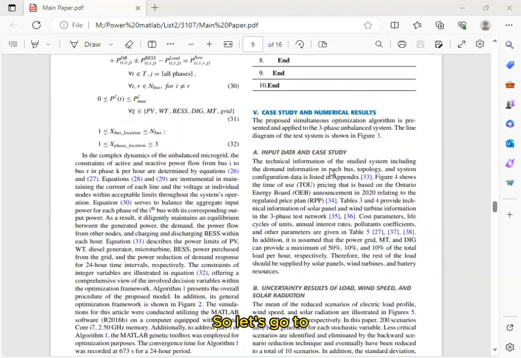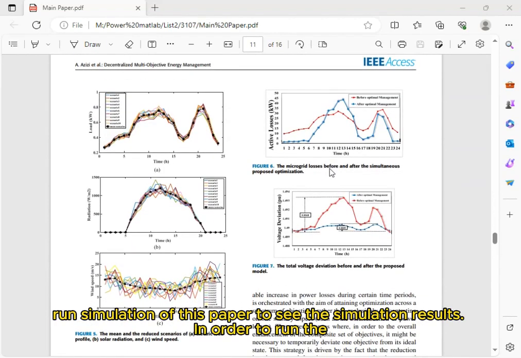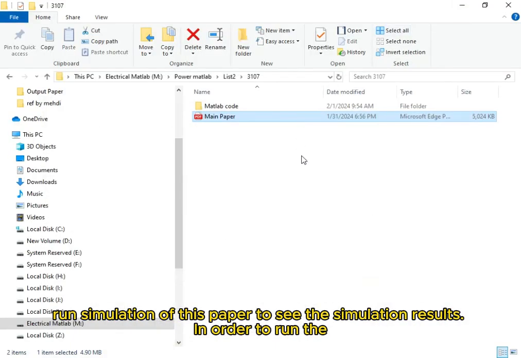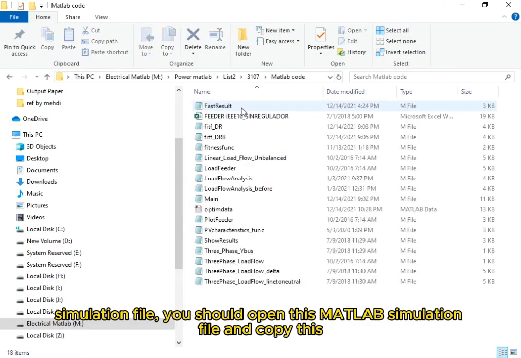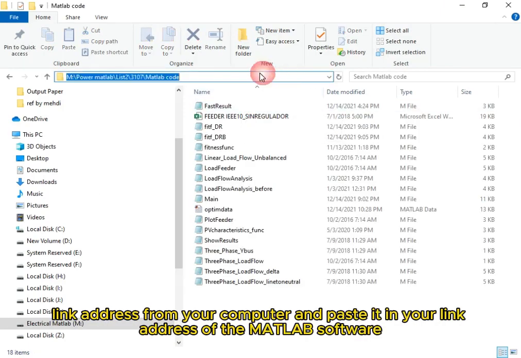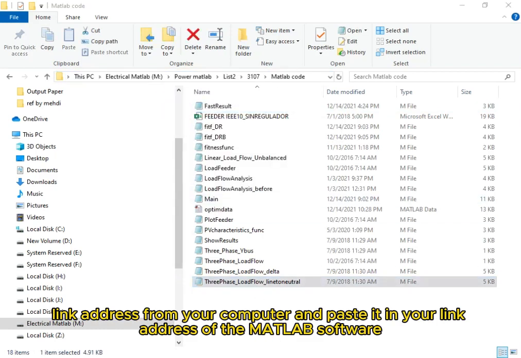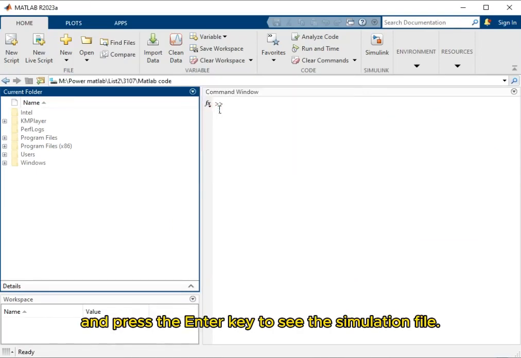So let's run the simulation of this paper to see the simulation results. In order to run the simulation file, you should open this Matlab simulation folder, copy this link address from your computer, paste it in the address bar of the Matlab software, and press the Enter key to see the simulation files.